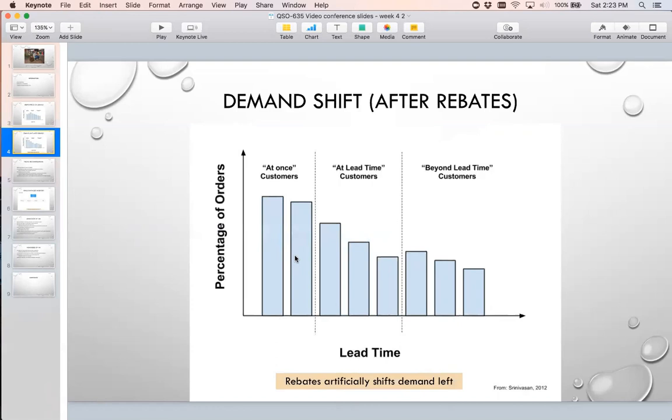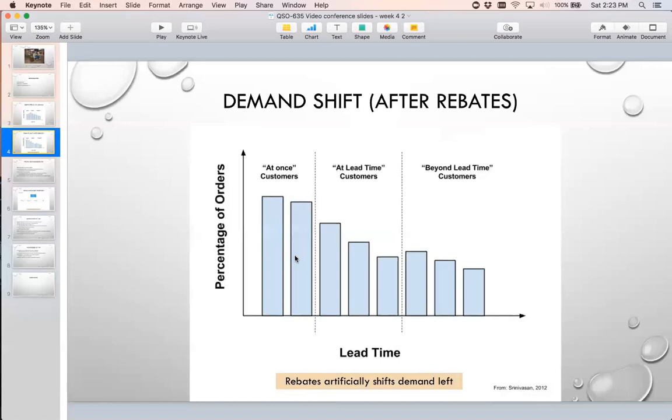So what happens is, if you do a rebate and you're not disciplined with your rebate, you end up creating an inflated forecast, and in the next shift you have increased inventory, but the demand over that time hasn't changed. That makes sense?